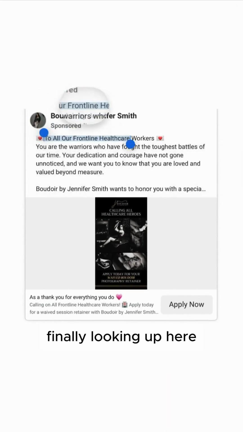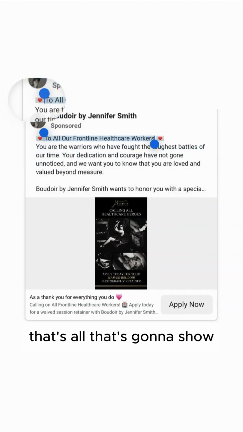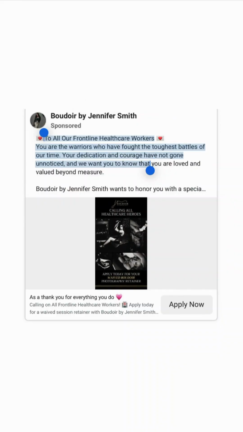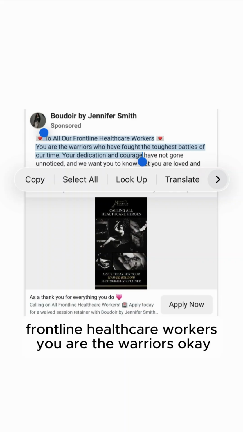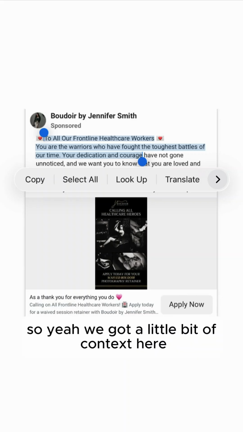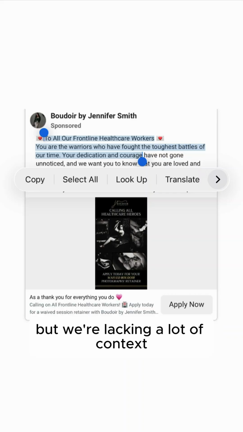Finally, looking up here, the first 2 3/4 lines on the Facebook mobile newsfeed. That's all that's going to show. So, "Frontline healthcare workers, you are the warriors." Okay, all right. So we've got a little bit of context here, but we're lacking a lot of context. So it's the lack of context mistake.